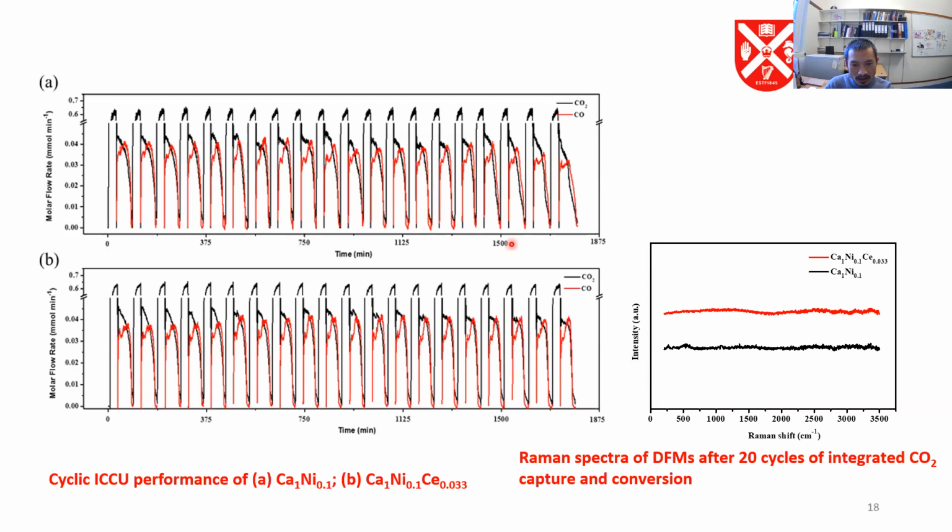This actually shows the stability of the material, I think over 20 cycles. The first one is calcium oxide without nickel and without cerium. The second one, the bottom one, is with cerium. You can clearly see that the bottom one has very high stability after 20 cycles.